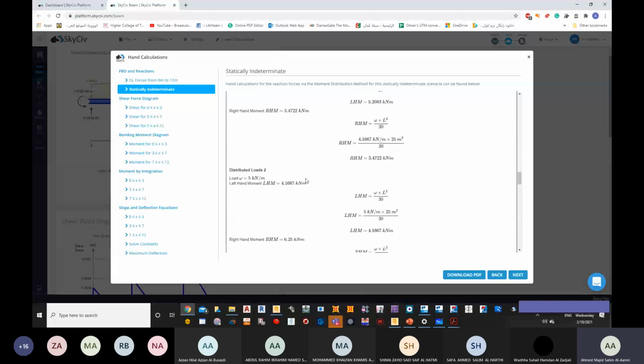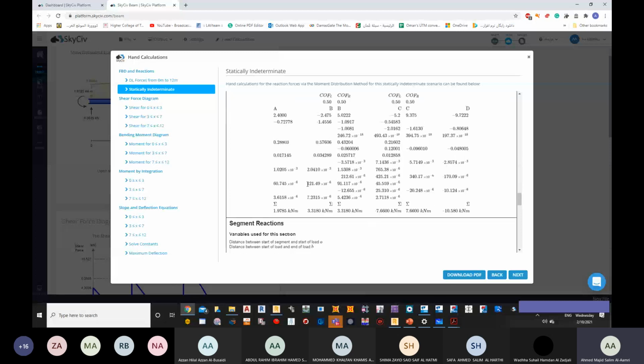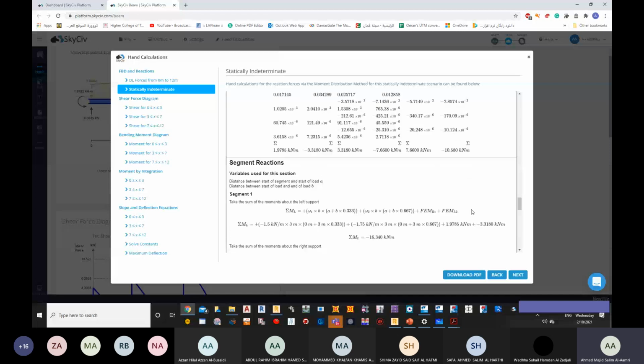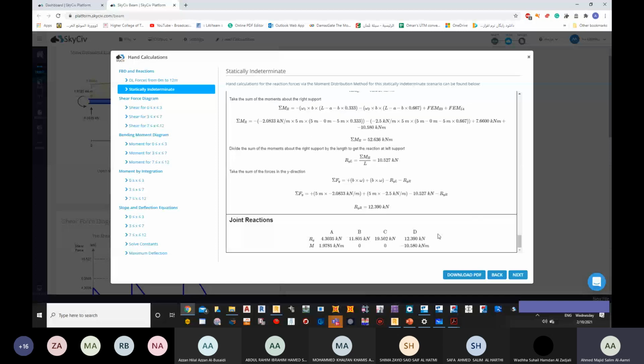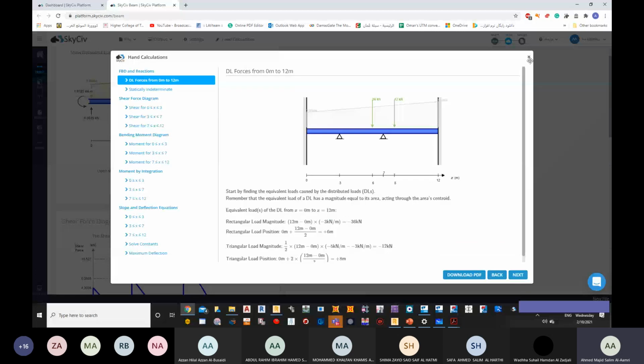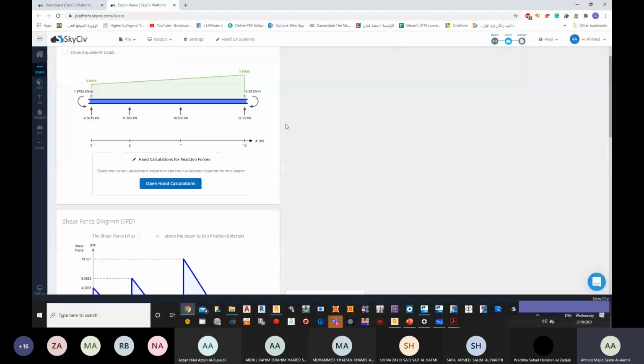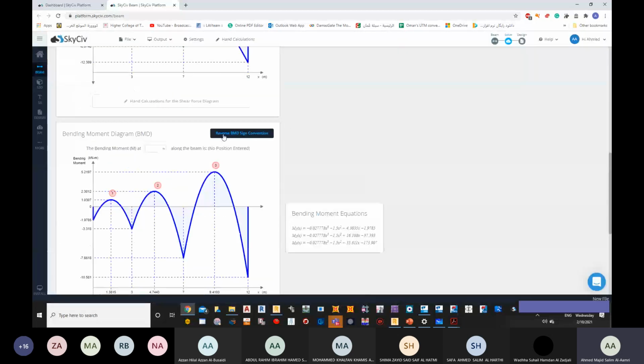And this is the moment distribution table, where you're doing the cross multiplication and you are getting the final bending moment values. Okay, and this is the reaction calculation. So these are the final calculations. So you can see that these are your reactions. This is your bending moment values.